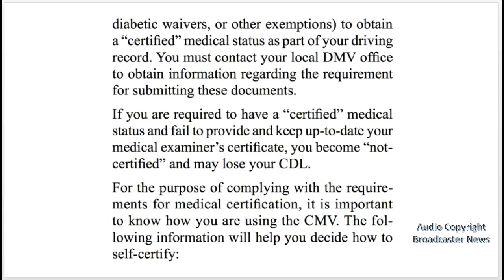Now, to obtain a certified medical status as part of your driving record, you must contact your local DMV office to obtain information regarding the requirement for submitting these documents. If you are required to have a certified medical status and fail to provide and keep up to date your medical examiner certificate, you become, quote, not certified, and you may lose your driver's license. Now, for the purpose of complying with the requirements for medical certification, it is important to know how you are using your commercial motor vehicle. The following information will help you decide how to self-certify.